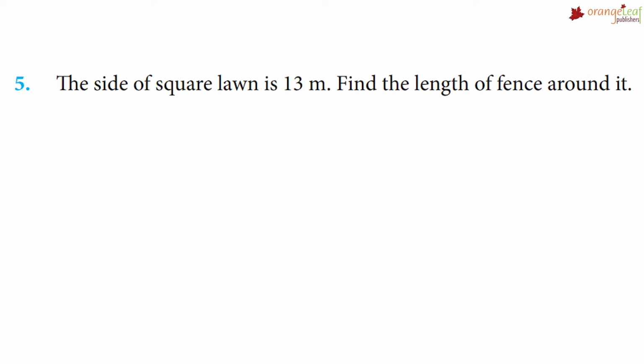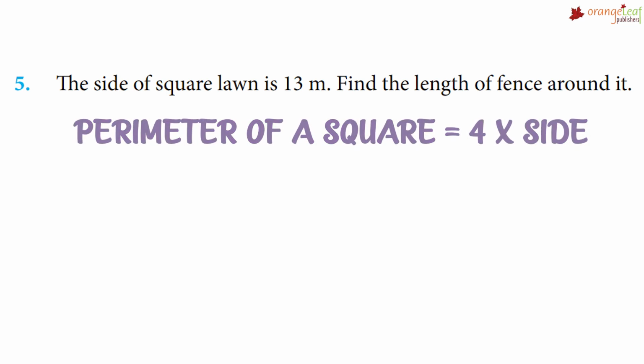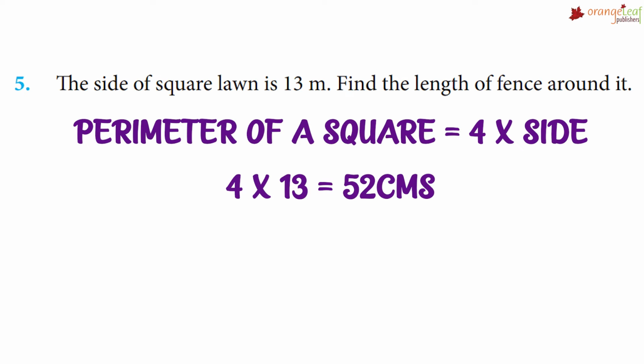The side of a square lawn is 13 meters. We have to find the length of the fence that has to be put around. So we know that the perimeter of a square is equal to 4 into side of the square. The fence that has to be put around it will be 4 into 13, which is 52 centimeters. So we need to put a fence of 52 centimeters around this lawn.